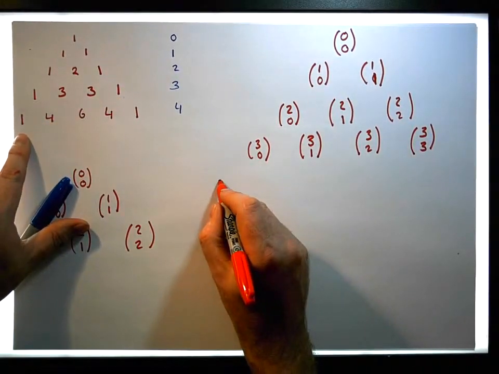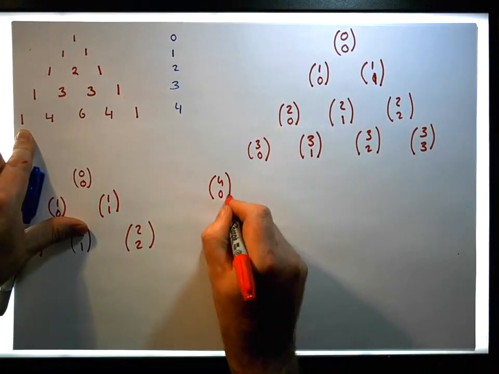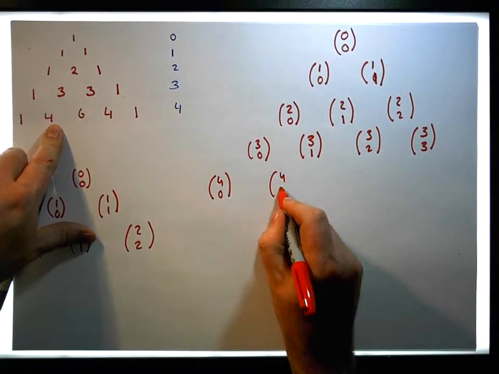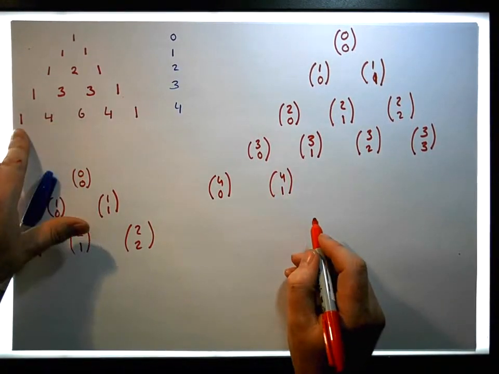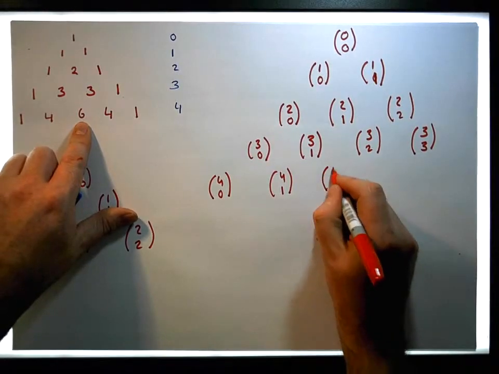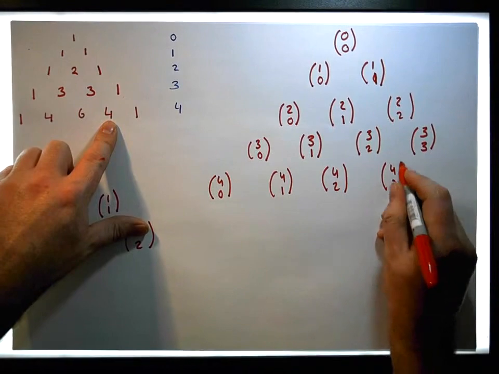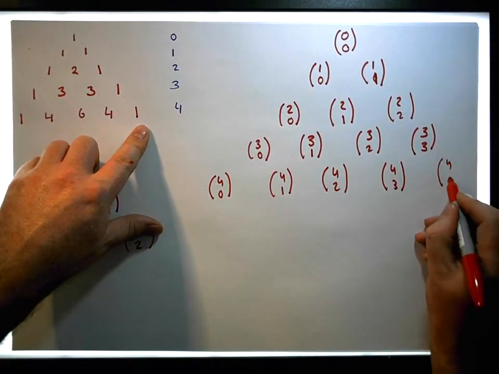Finally, this is on row 4. This is row 4, index 0. This is row 4, index 1. This is row 4, index 2. This is row 4, index 3, and this is row 4, index 4.